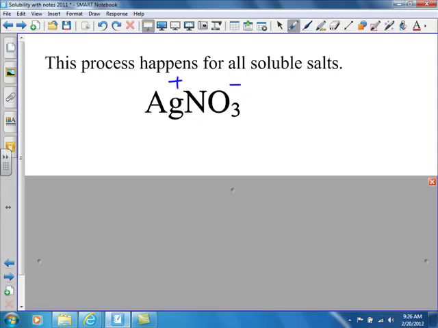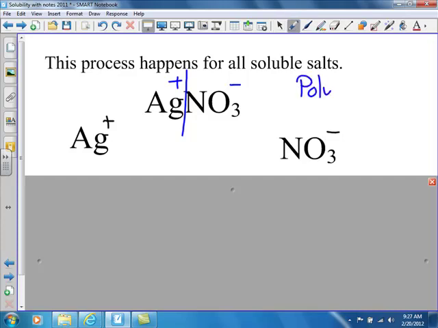So when this splits apart, it's going to break the positive ion of silver off and the negative ion of the nitrate off. Those are the two things that are going to split apart, and now they're going to have their charges with them. One thing to remember in this process is polyatomic ions stay together.